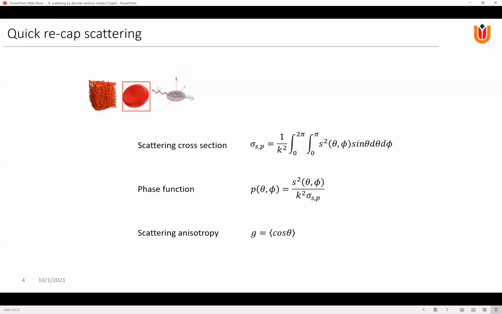So it will just tell us how much light, how the light is scattered over all different angles.